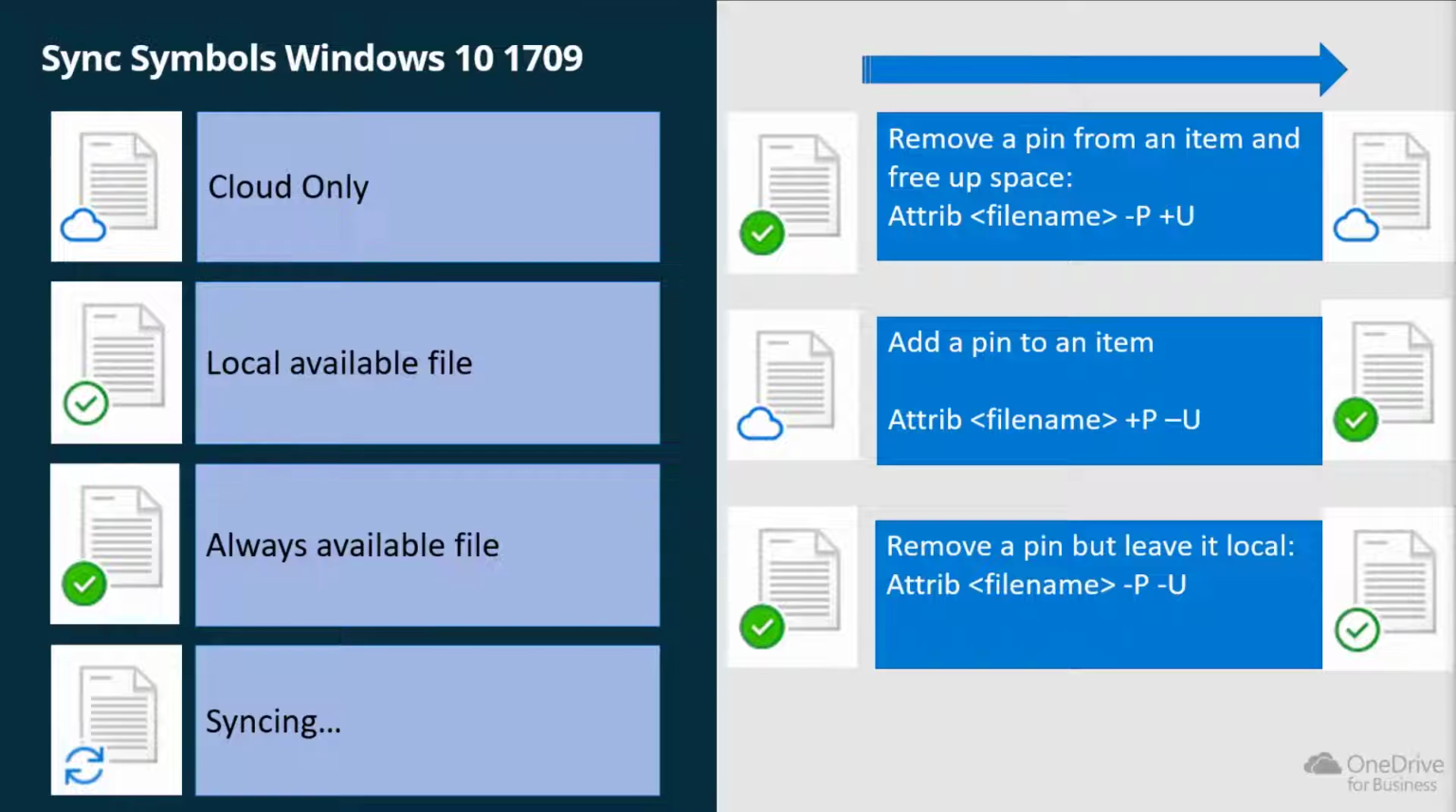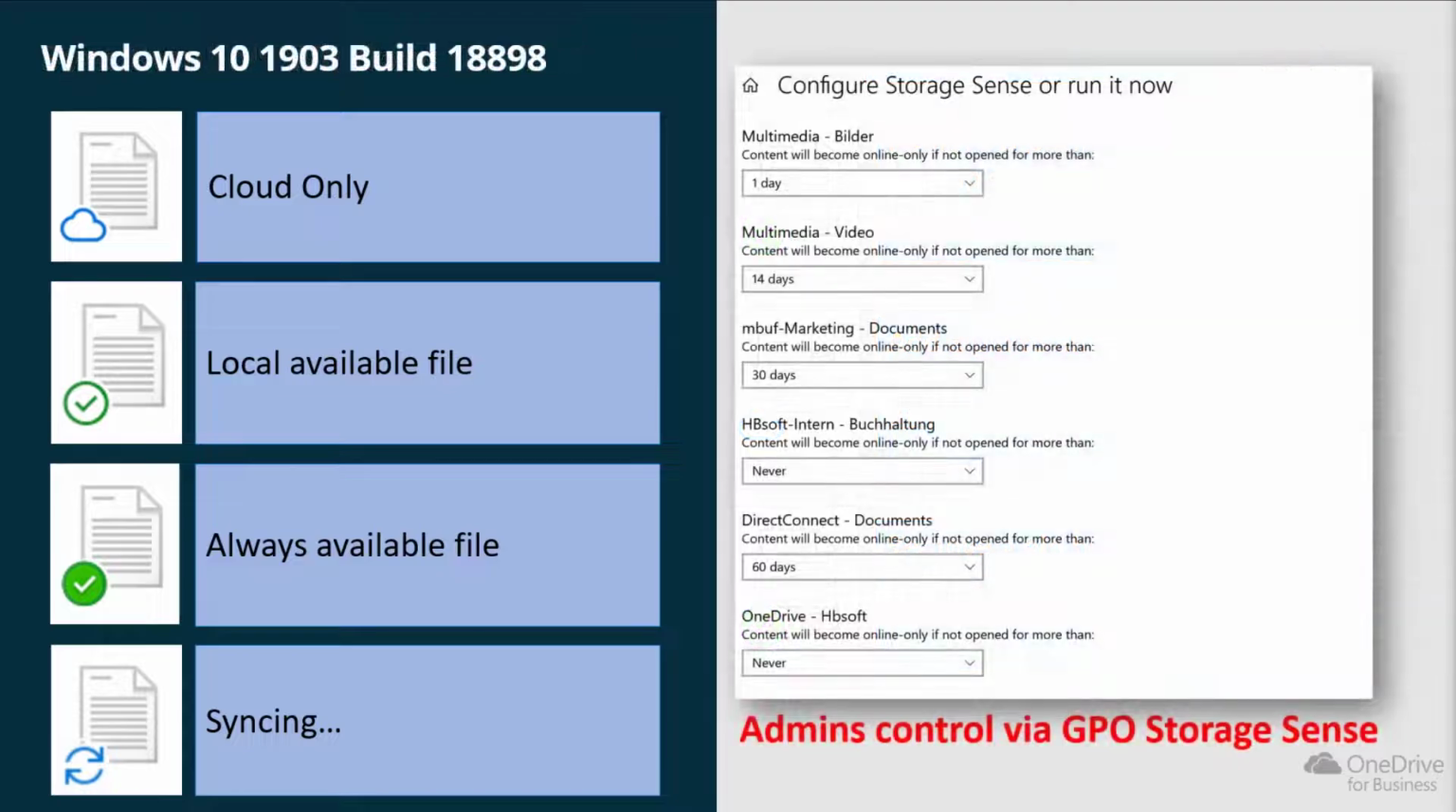We have a third one. Yes, you can have it always available and make it locally available, so that the automatism can react on this file. You can also do it with a group policy: you go and configure Storage Sense in your Windows 10 system. It's easier if you do it with a group policy, but if you want to do it here, you see it's also possible.